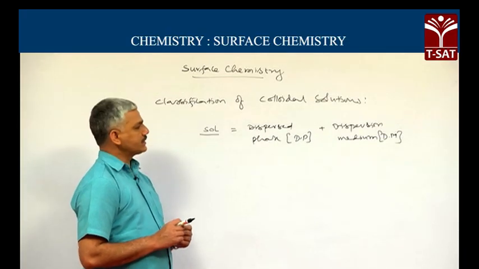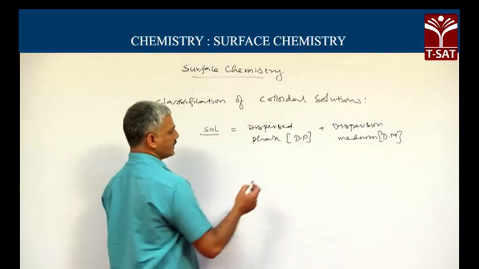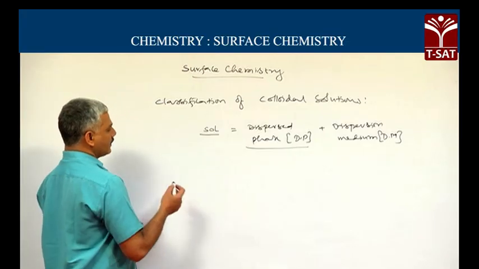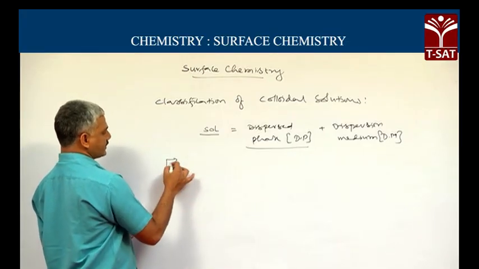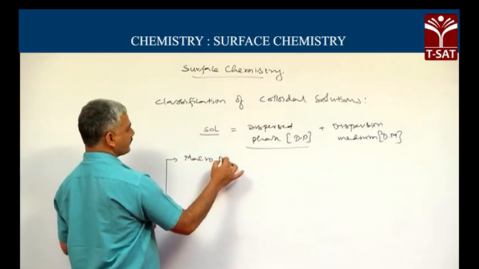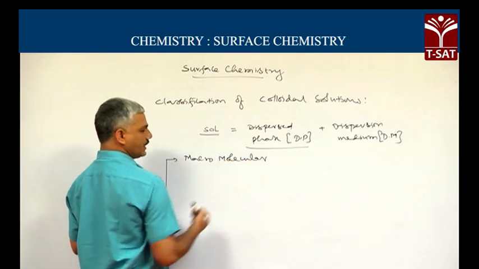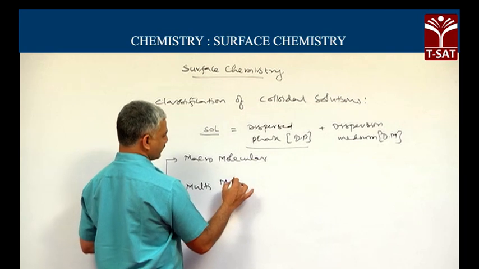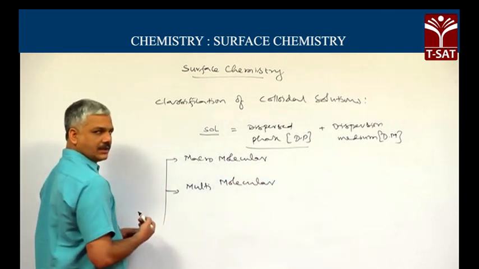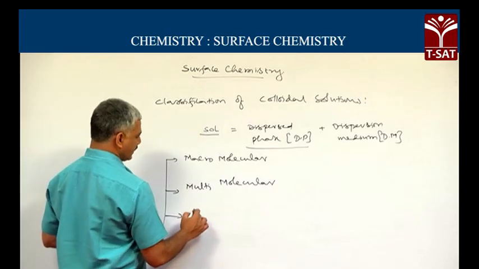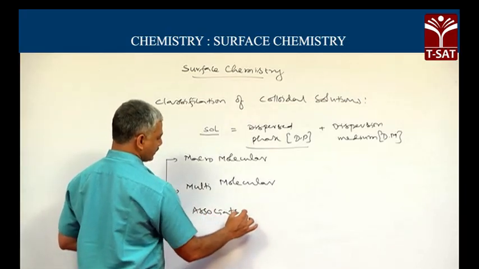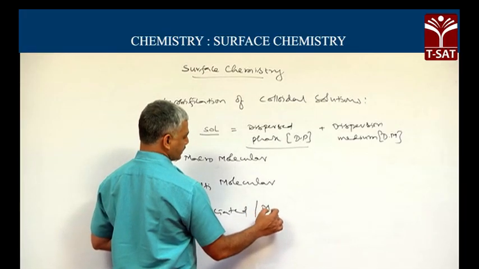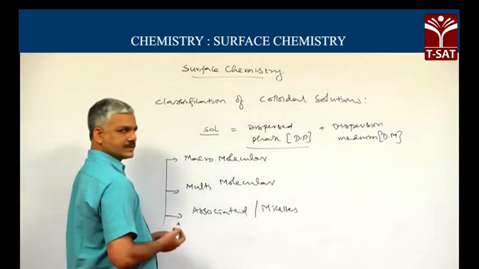Another type of classification of colloidal solutions is based on the nature of the dispersed phase alone. Accordingly, colloidal solutions are classified into three types as macromolecular colloidal solutions, multimolecular colloidal solutions, and associated colloidal solutions. These associated colloidal solutions are also known as micelles.